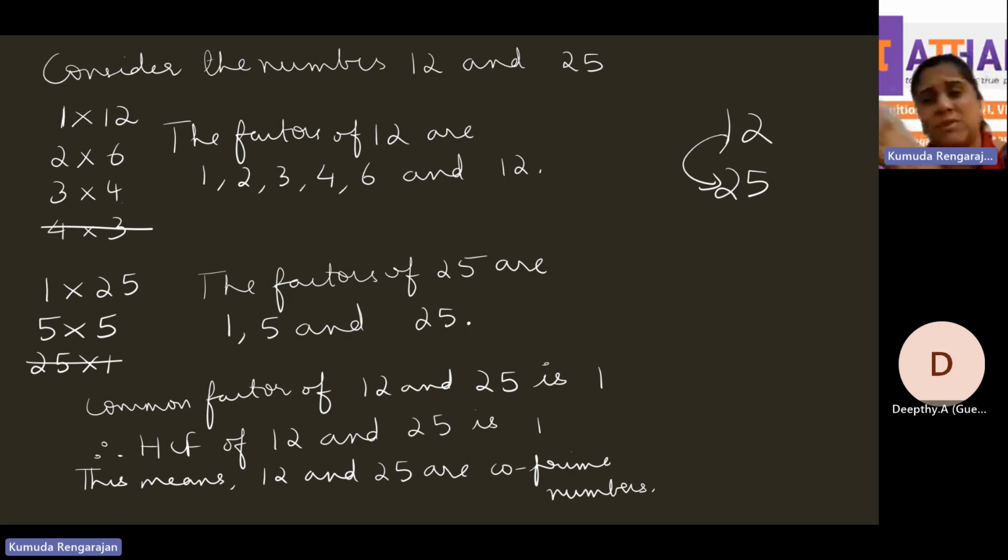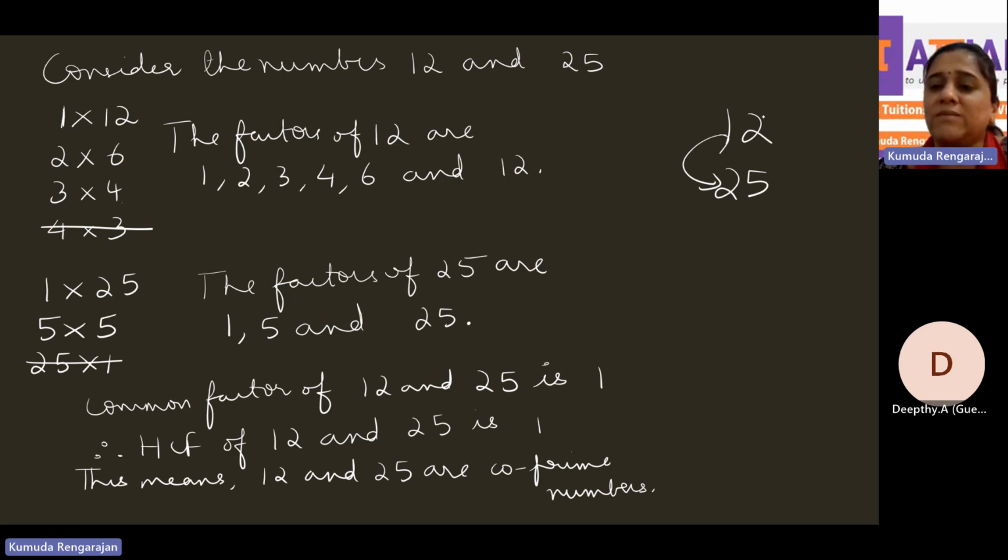They may not be. One may be prime, one may be composite, or both may be prime numbers, both may be composite numbers. Just because the term is co-prime numbers, it doesn't mean that the two numbers have to be prime numbers. They may or may not be prime numbers. There may be a combination of a prime number and a composite number also.